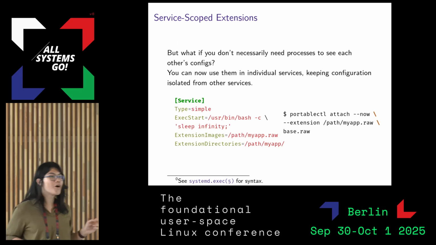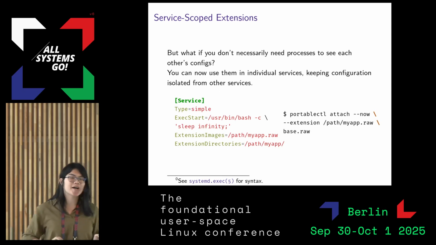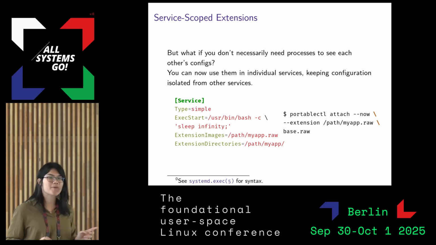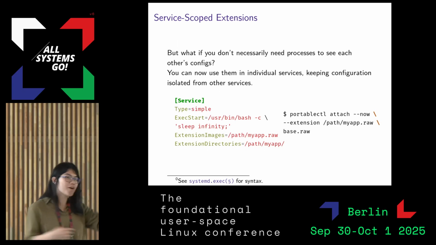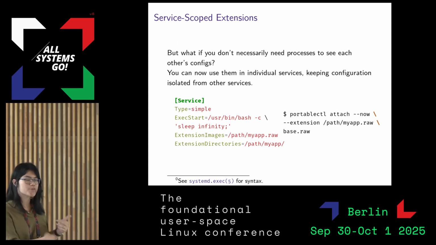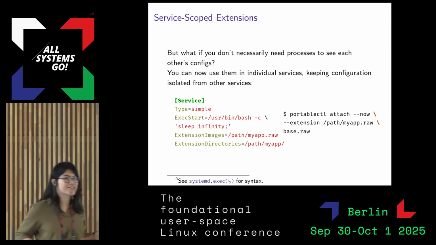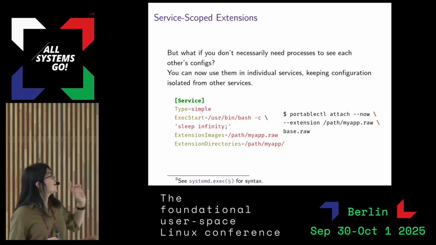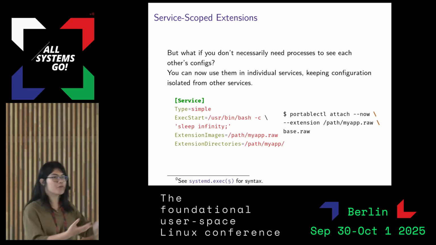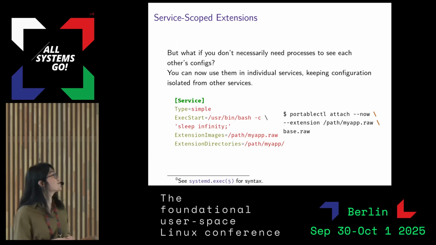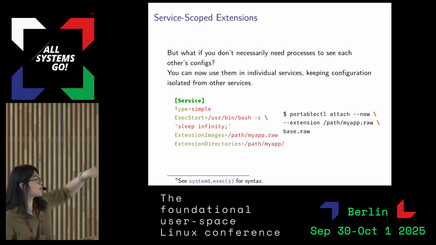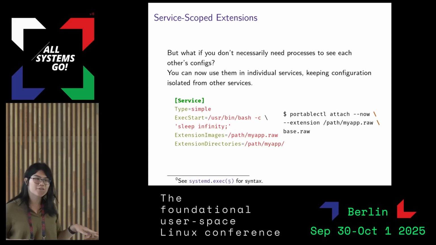So what if you don't want your extension to be visible by every single service out there? You might want this for security boundary reasons, or you just want to keep things clean. Well, the good news is that very shortly after the 2023 talk, we've written more glue code to allow you to use them in a service file as well. Or you can use them in portablectl and do the --extension option, and now both of these methods will let you use confext images with them as well.